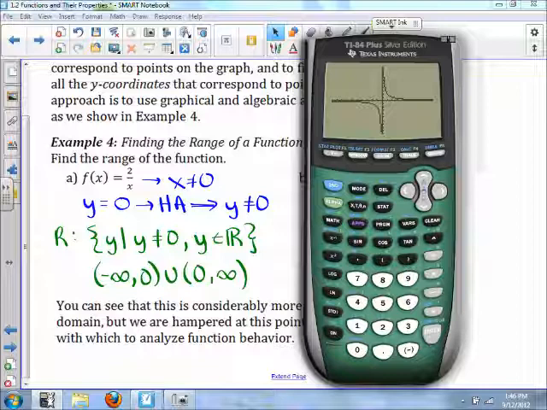As you can see, the range will not include the y value of 0, which is the x-axis. The domain in this case will be the same thing as the range, negative infinity to 0 union 0 to infinity. And again, we're not including those because we don't want it to touch 0.